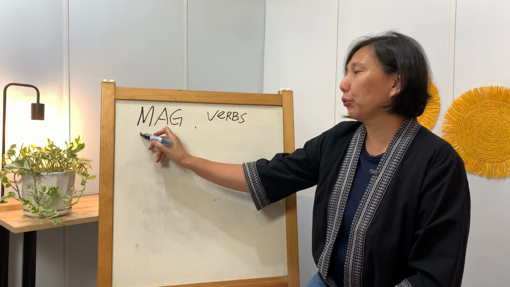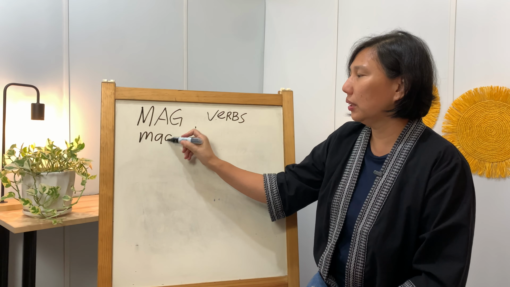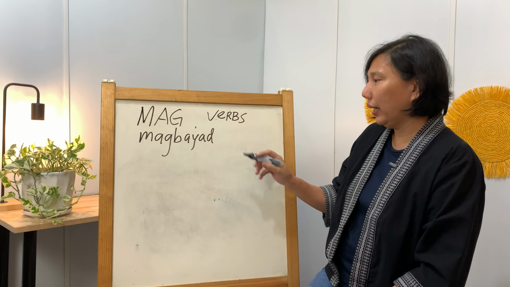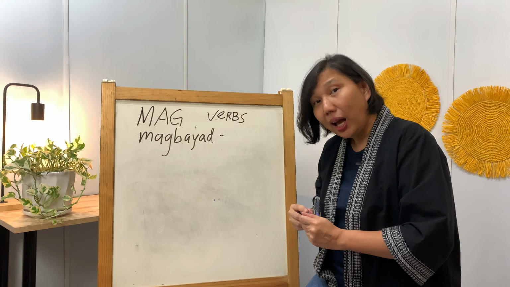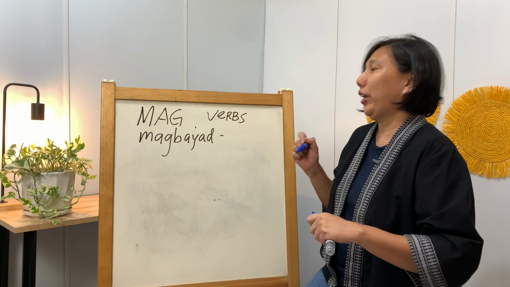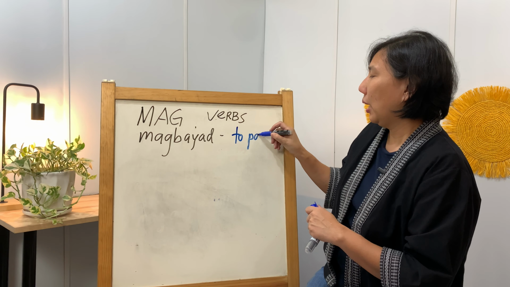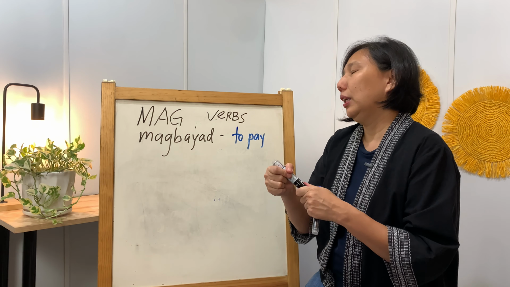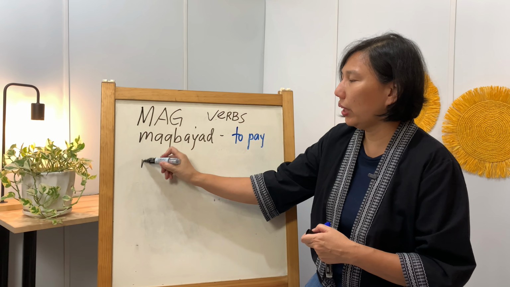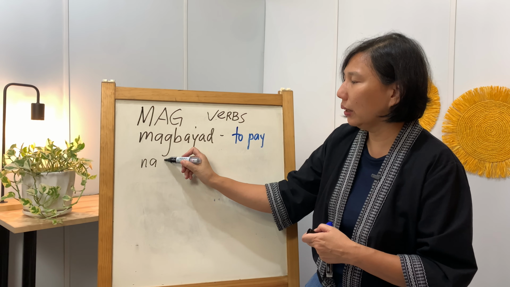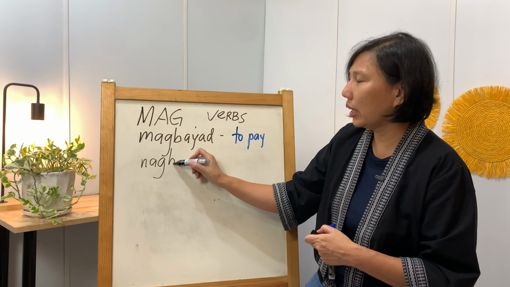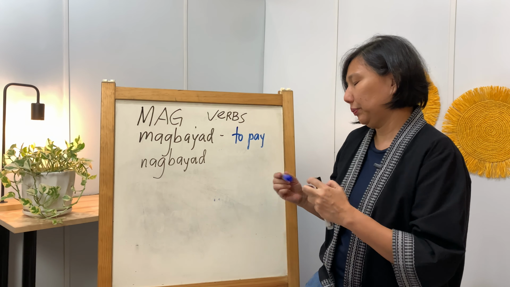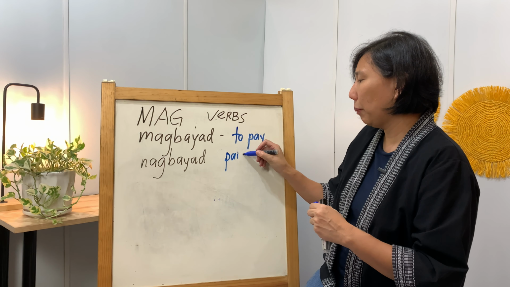Let's move on to recap the example of the verb root bayad, which begins with a consonant. We have magbayad, which is to pay. If you answered to pay, then you're correct. So, how do we say paid? In Filipino, you change the M to N. So, your mag prefix becomes nag, and you attach the whole root. So, it's nagbayad. Paid.